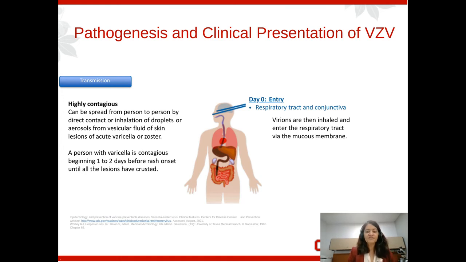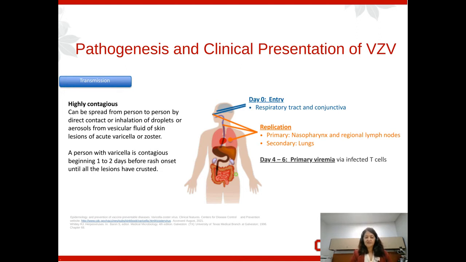So now we want to get into a little bit of the pathogenesis and clinical presentation of VZV. We know it's highly contagious. It's spread by direct contact, or inhalation of droplets or aerosols from vesicular fluids. So here is day 0, where it enters into the respiratory tract and conjunctiva. The virions are inhaled, and then they enter via the mucous membranes. So that's step number 1.